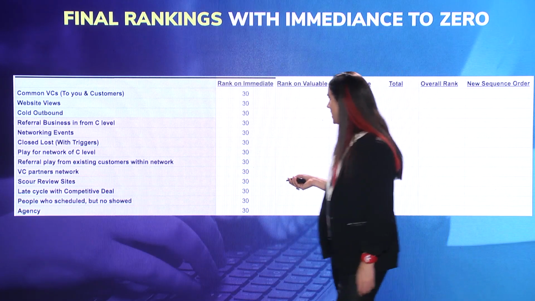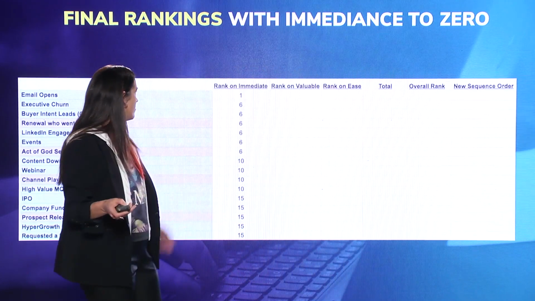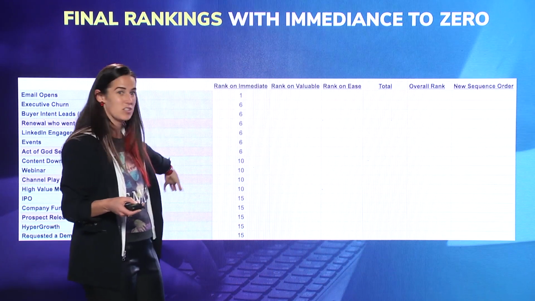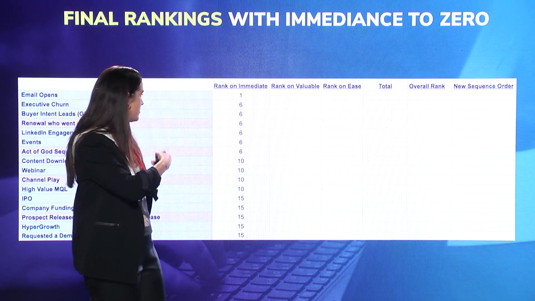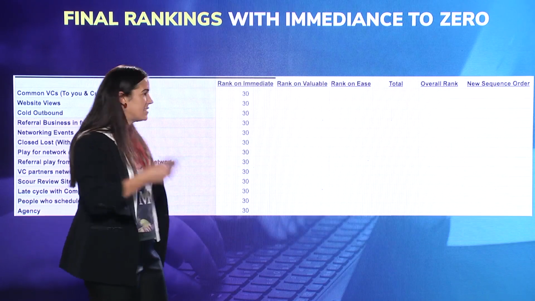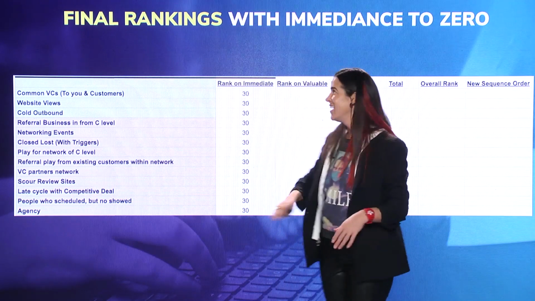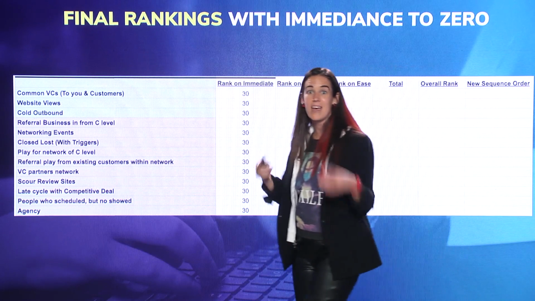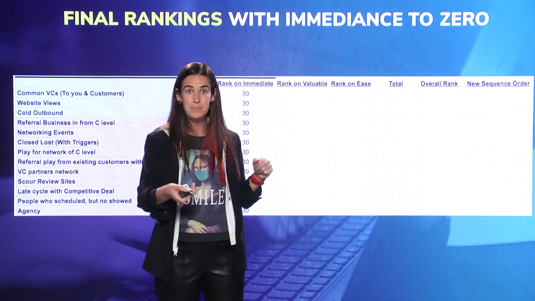So I would do the exact same thing as you did once you have that, like, okay, I'm going to go 1 through 15. If sequences are tied in terms of immediance, give them the tied value and then skip to the next respective number. And I'm going to give this second bracket of sequences that have no immediance a score of 30, and then give them a rank on value, rank on ease, give them the total and overall rank, and then reorder your sequences based on the outcome.